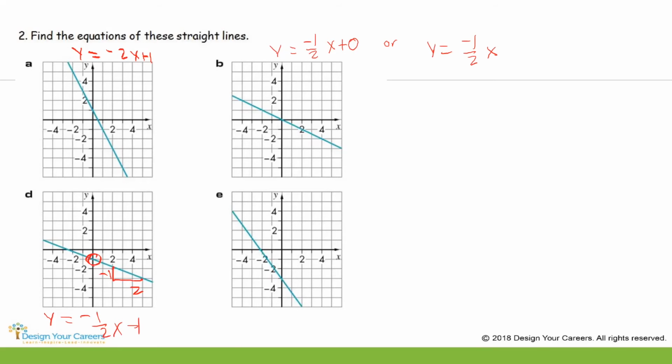Good. And E would be y is equal to negative 3/2 x minus 3. Looking at that y-intercept, negative 3. Going down 1, 2, 3, running 2. All right. Again, if you have any questions with that, please rewatch this because we're only going to build off of these concepts as we go.